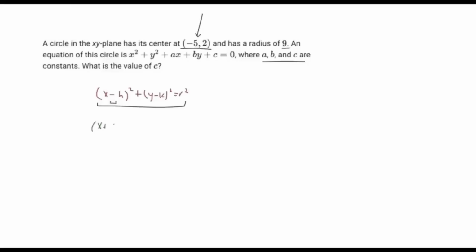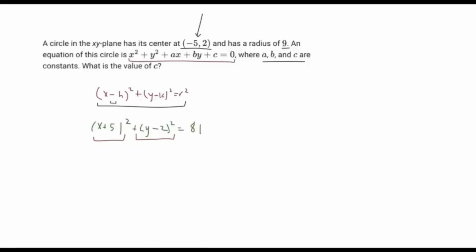So x plus 5 here is going to be squared plus y minus k. K here is just positive 2 squared equals the radius squared. The radius we know is 9, so 9 squared is 81. And so now what you'll realize is if we just expand this out, we have two parts here that we can expand out. If we expand this out, it will become eerily similar to the form we have here because we're going to break it up into the x squared, the ax, the y squared, and the y parts.